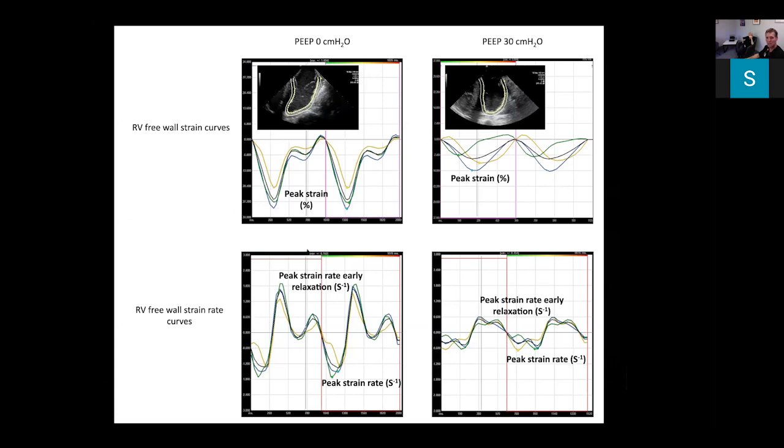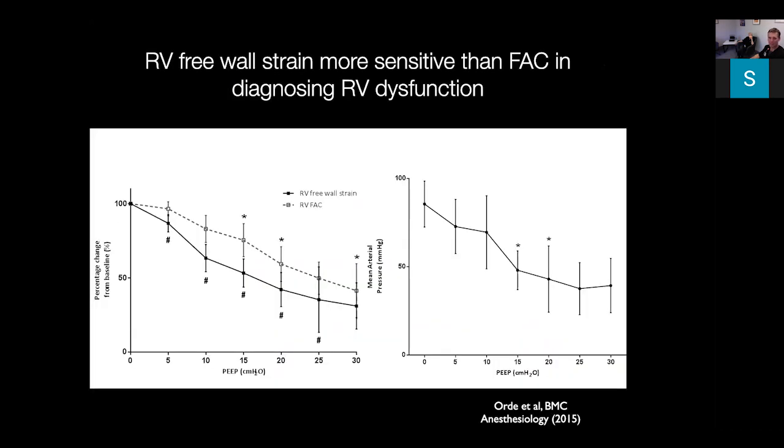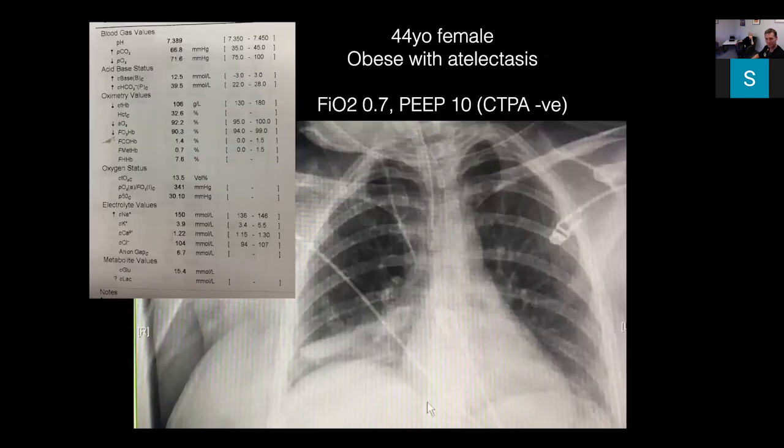So here we can see at PEEPs of 0, where they had normal strain and strain rate, we saw markedly abnormal strain and dysynchrony when we gave them silly high levels of PEEP, all right? And if we compare to fractional area change, here's the impairment in fractional area change with escalating levels of PEEP in these poor pigs that we abused. With speckle tracking, we found that it was much, much worse. So again, supporting the idea that speckle tracking is more sensitive than some of the standard measures for diagnosing RV dysfunction.